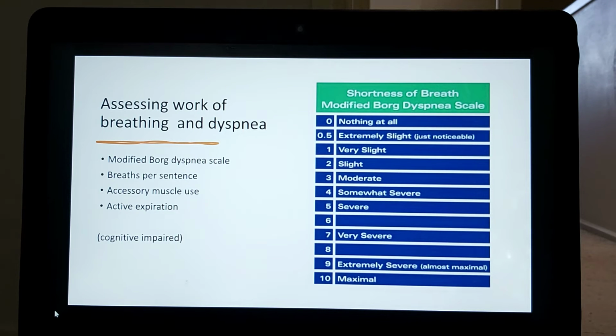So you don't need to memorize this. You can just go and pick one of the scales there. The other thing, as I explained earlier, is using the breaths per sentence as a good technique to note how breathless they are. Because in some scenarios, the patient is not accepting he's breathless. He will say, no, I'm fine.